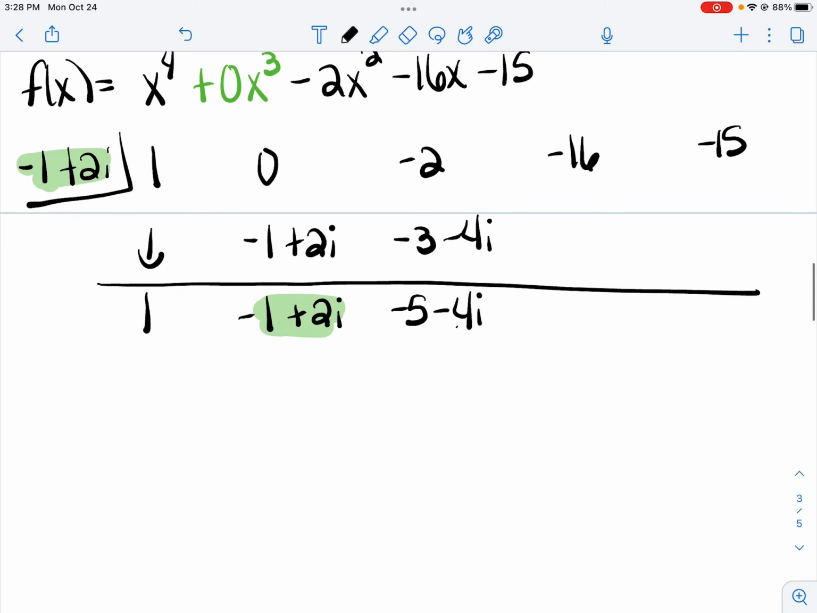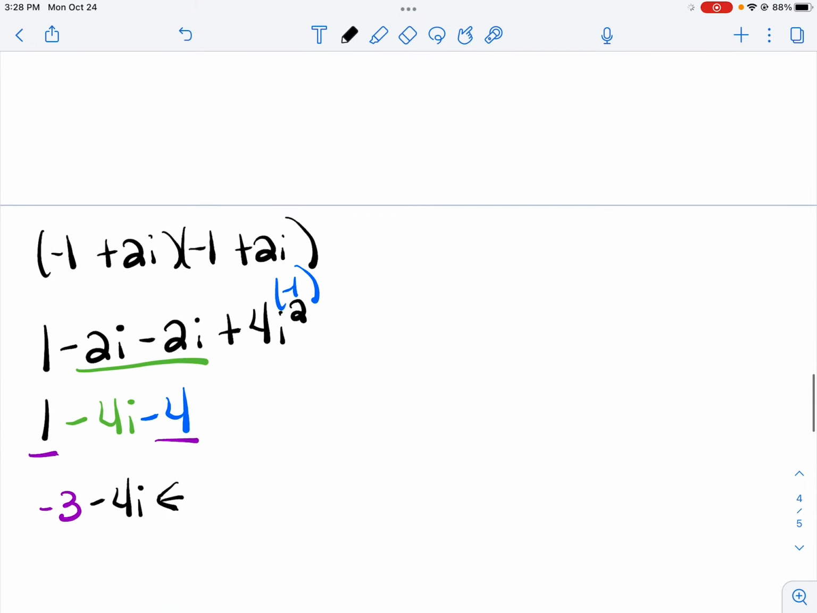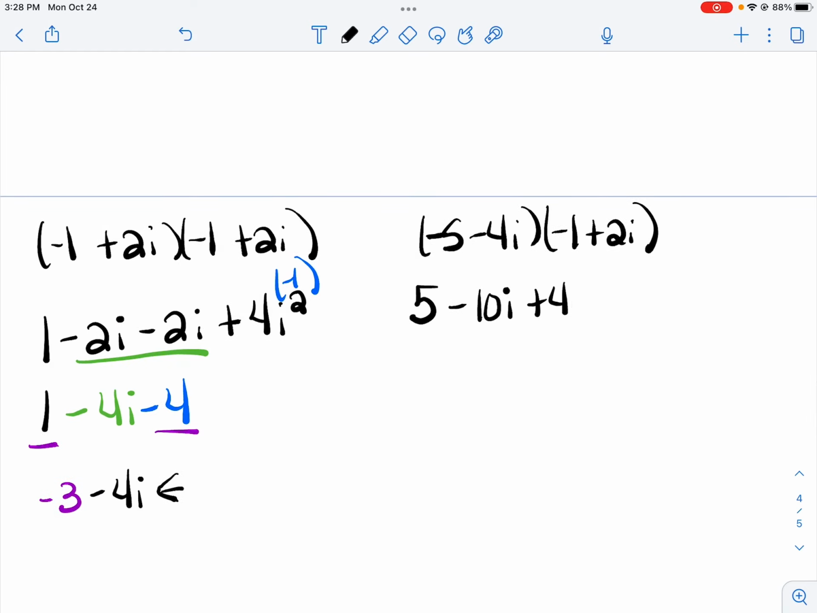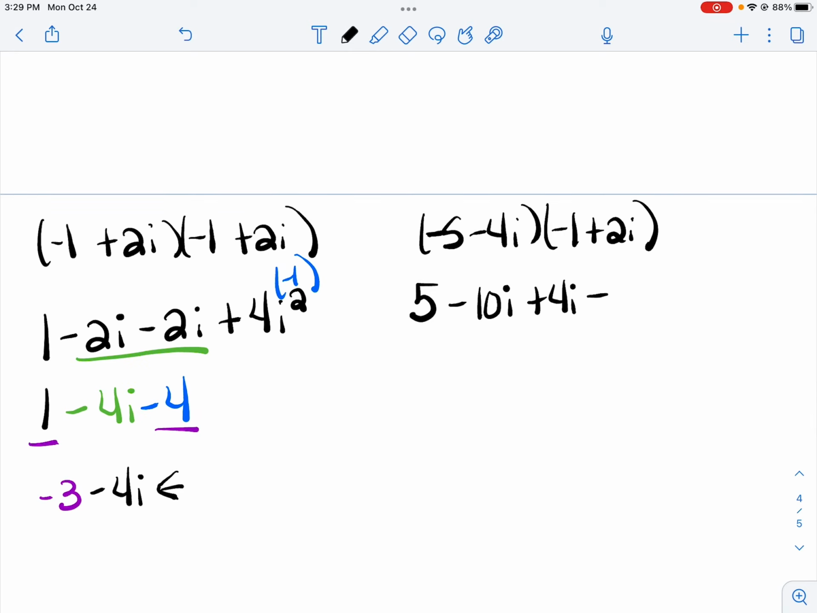Now once again, I multiply my number on the bottom row of synthetic division times the box. So I'm going to say negative 5 minus 4i times negative 1 plus 2i. Negative 5 times negative 1 is my first term of 5. The outer, negative 5 times 2i is negative 10i. The inner, negative 4i times negative 1 is positive 4i. And the last, negative 4i times 2i is negative 8i squared.